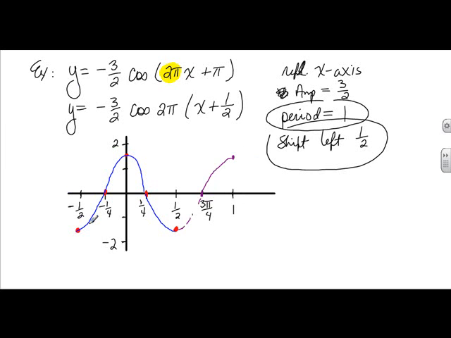So again, thinking about labeling your axes, do what's convenient. Do what's going to make it easy for you to mark the important points on your sine or your cosine curve.